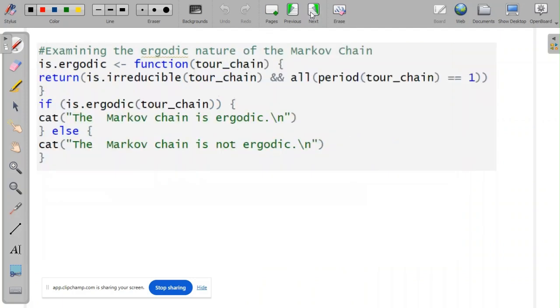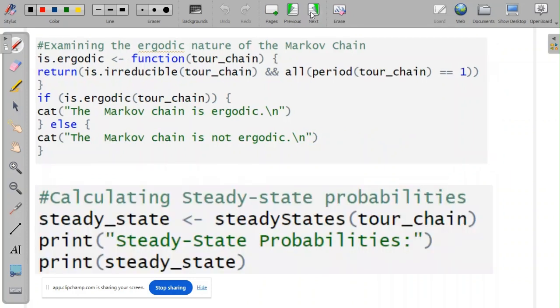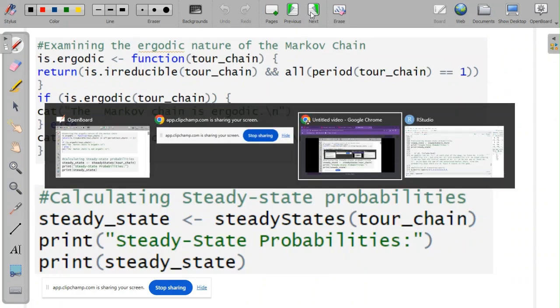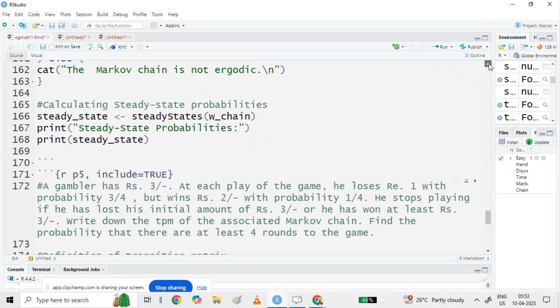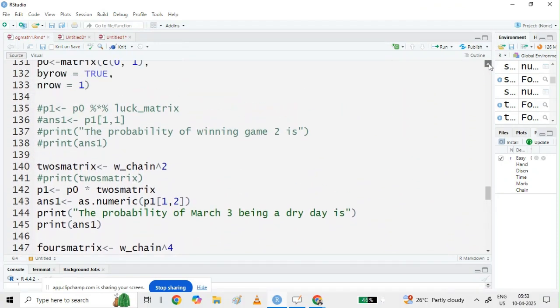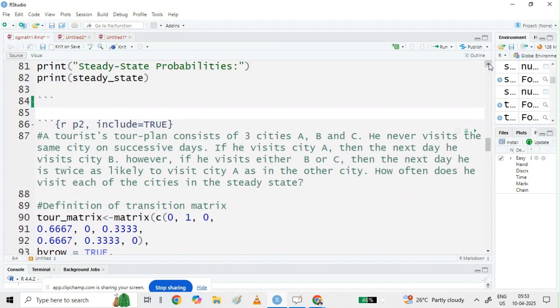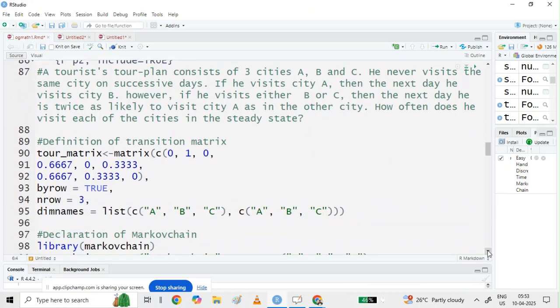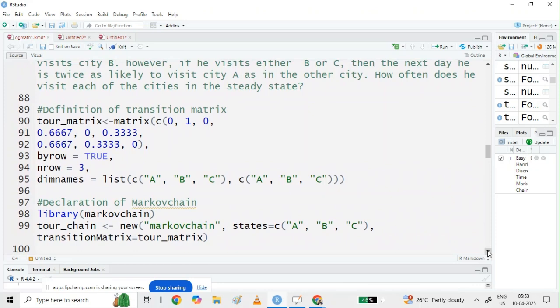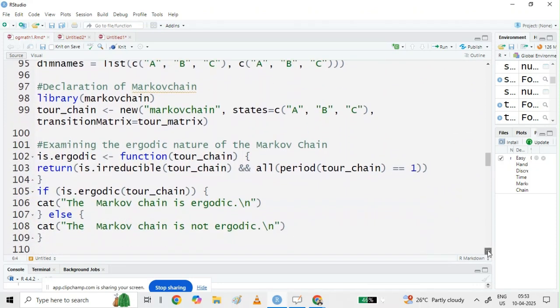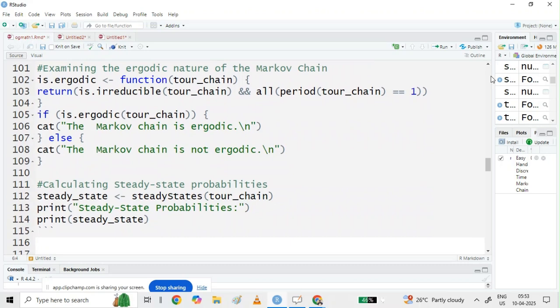And then we move on to examining the ergodic nature of the Markov chain. And having confirmed that the Markov chain is ergodic in nature, we print the probabilities of the steady state. Having discussed the code, let's find out what the execution does in the RStudio. So given the question as a command mode, the tourist plan is discussed there. The TPM is defined, the Markov chain is declared, the ergodic nature is examined, and the steady state probabilities are printed.